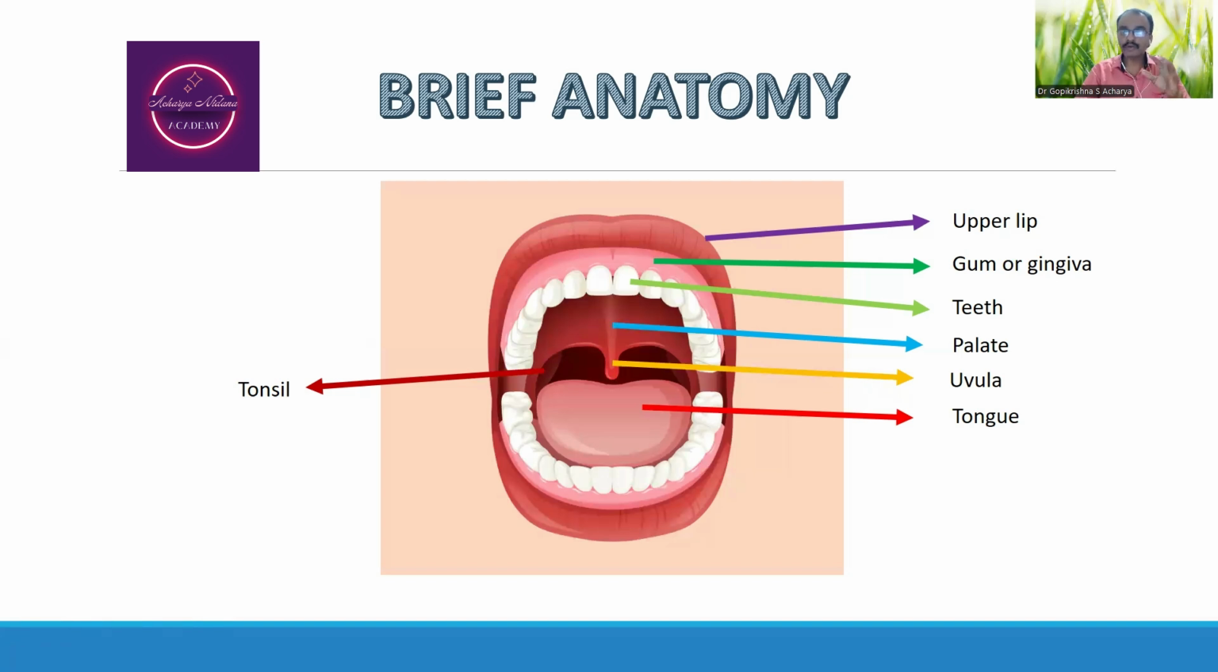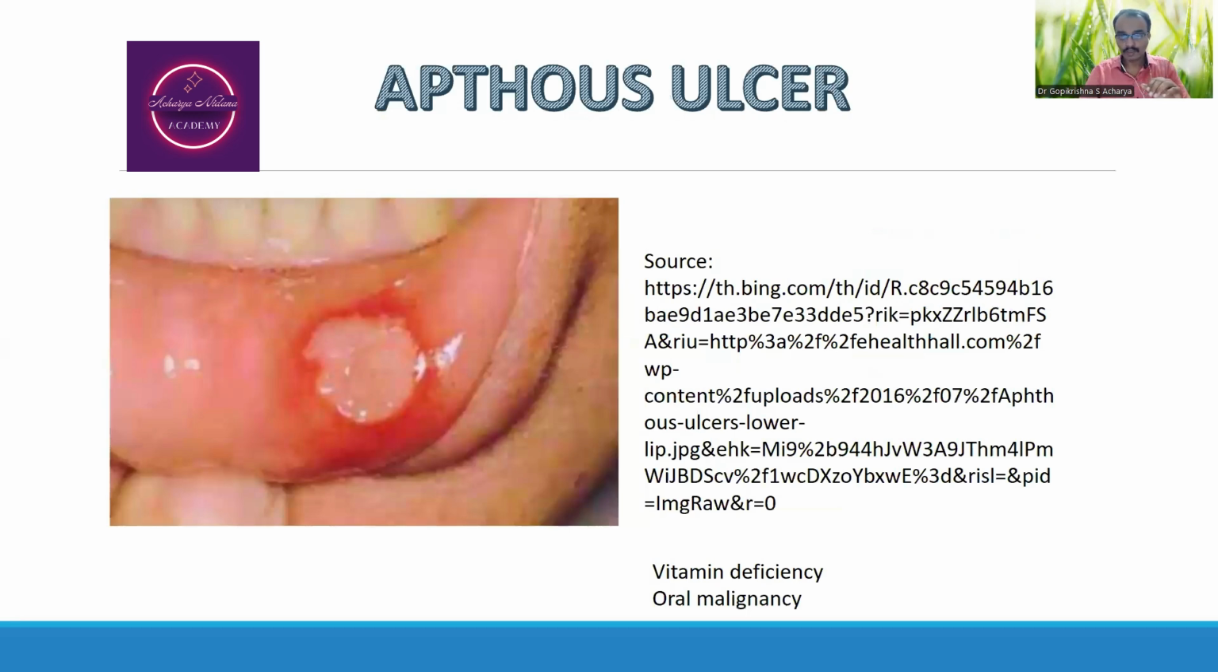With this brief anatomy, we are going to look into some of the abnormal findings that may be observed in these different parts of the mouth. This is considered to be an ulcer seen in the mouth. This is an aphthous ulcer, and this may be observed in vitamin deficiency, specifically B12 deficiency. And if it has a cauliflower-like growth, then it may indicate oral malignancy also.